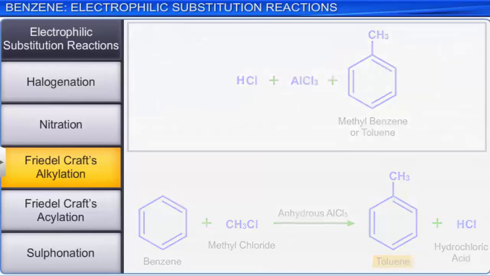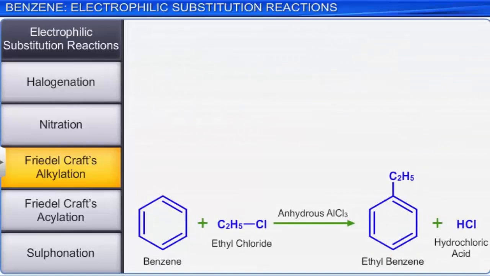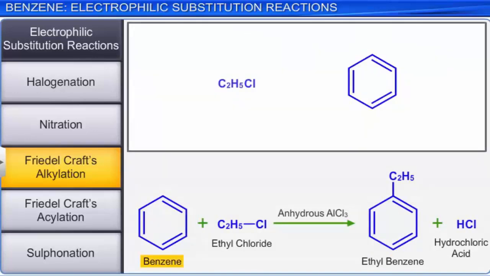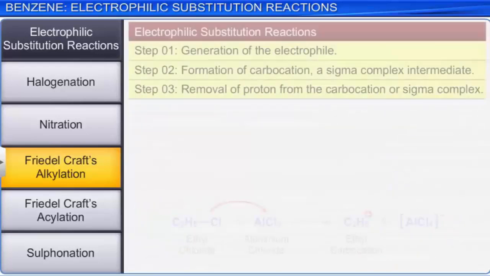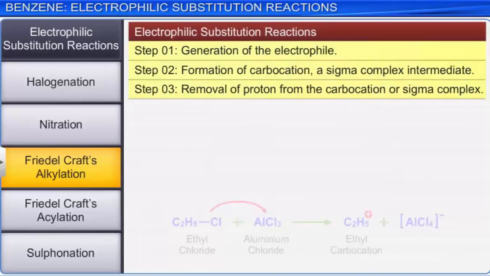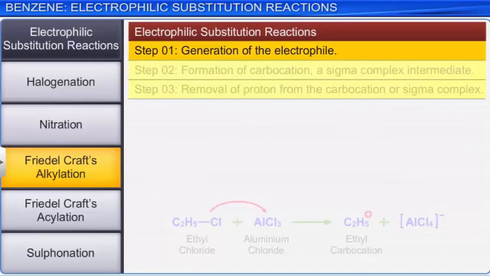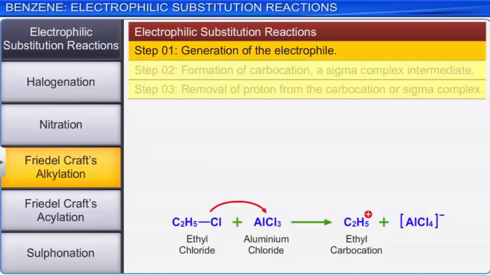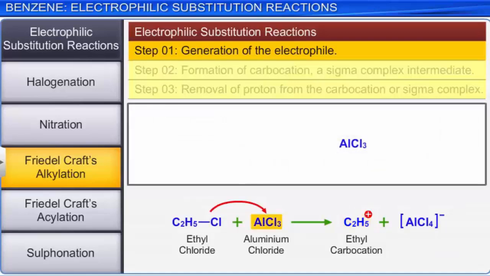Similarly, benzene reacts with ethyl chloride in the presence of anhydrous aluminium chloride to form ethyl benzene. Let's discuss the mechanism of this reaction. First, an electrophile, which is a carbocation here, is generated when anhydrous aluminium chloride combines with the attacking reagent ethyl chloride, as shown here.